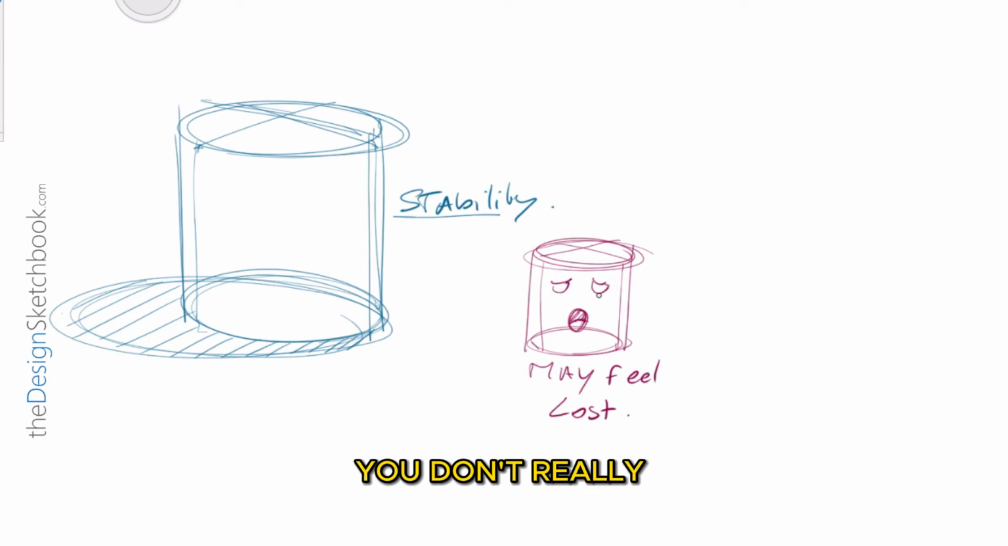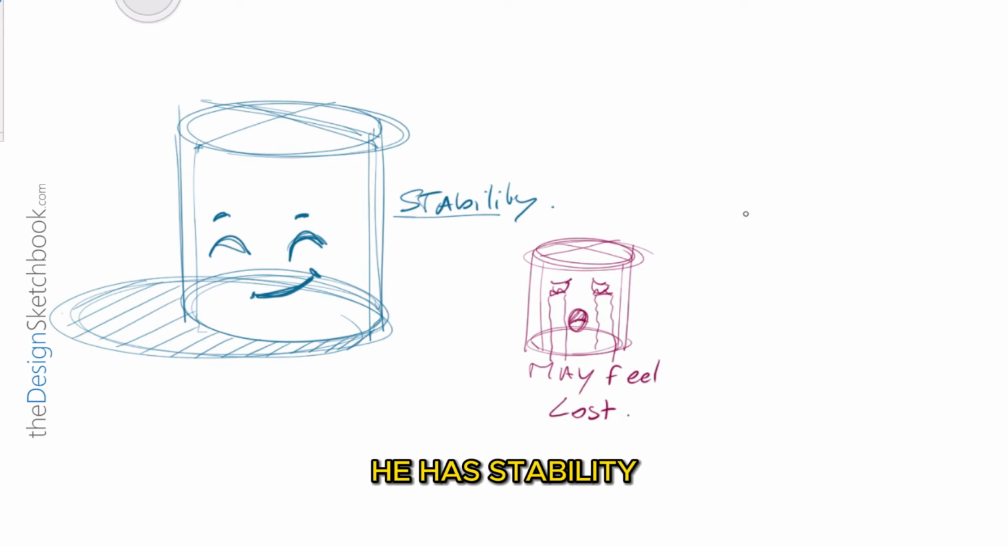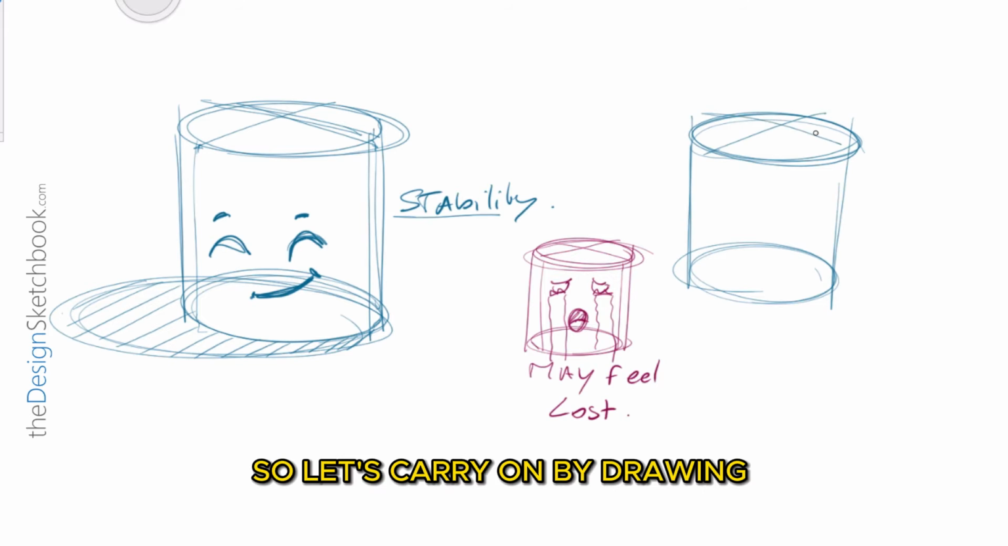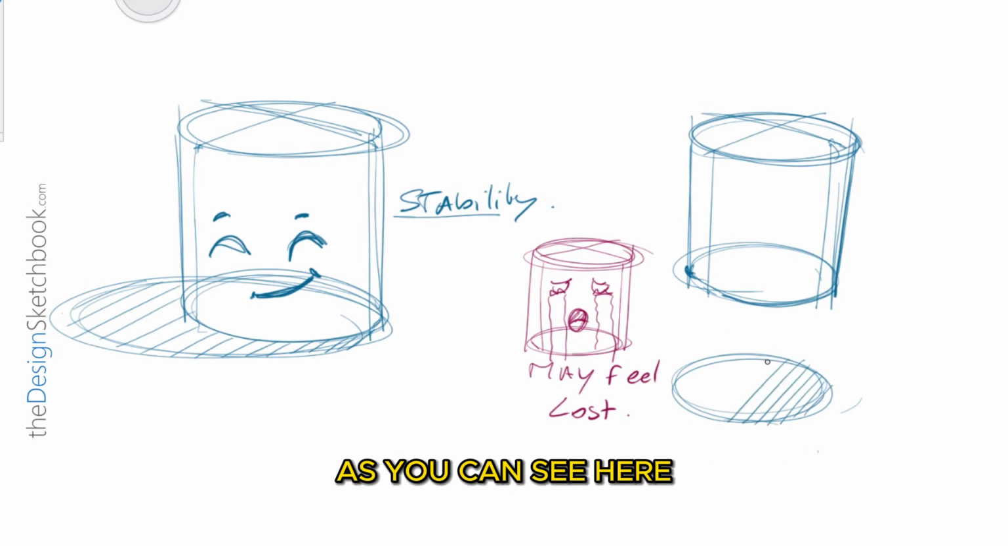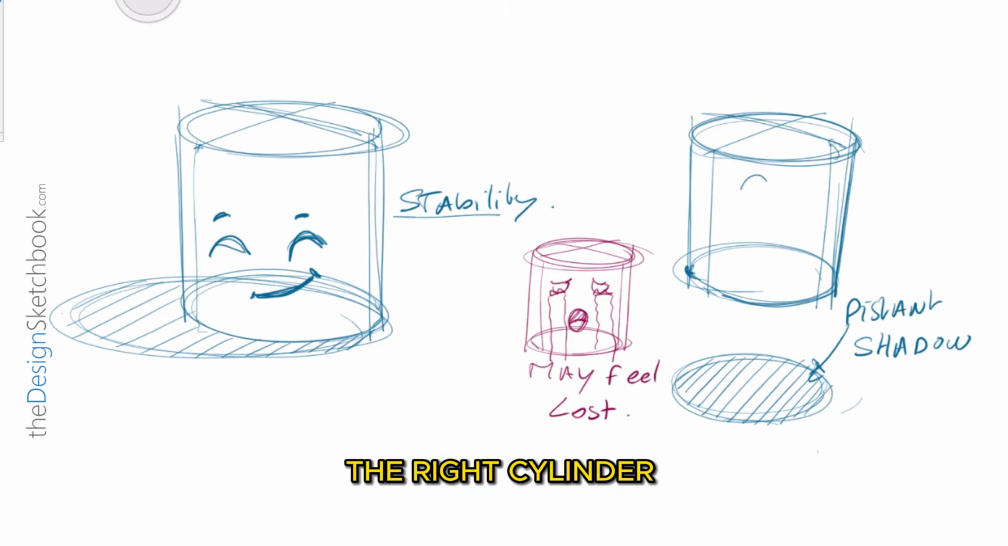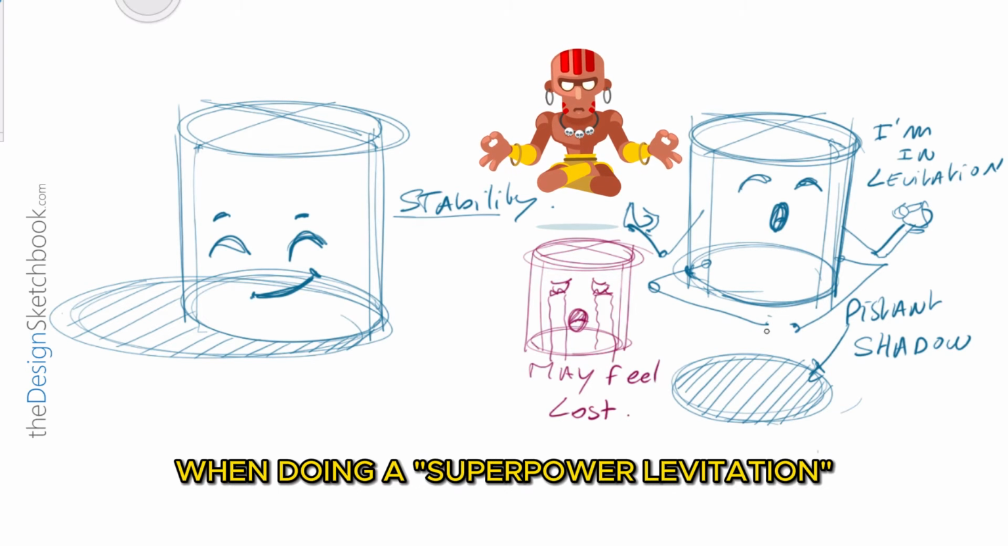You don't really know where it belongs, okay? So he's like looking for his way. As you can see on the left, you have stability, he has his posture. So let's carry on by doing a ground shadow, but it's more distant. As you can see here, the right cylinder looks like kind of levitating. And that reminds me of the character of Street Fighter 2, Dhalsim, when he's doing his superpower on levitation.